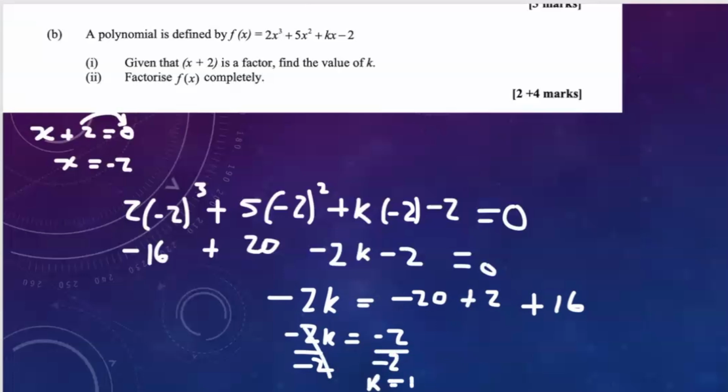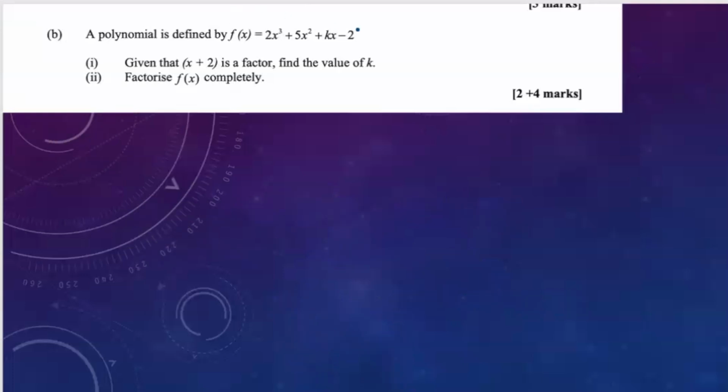So for part 1, we just found that k is 1. Now, since k is 1, we can go ahead and rewrite the polynomial. So we'll have 2x cubed plus 5x squared plus 1x or x minus 2.